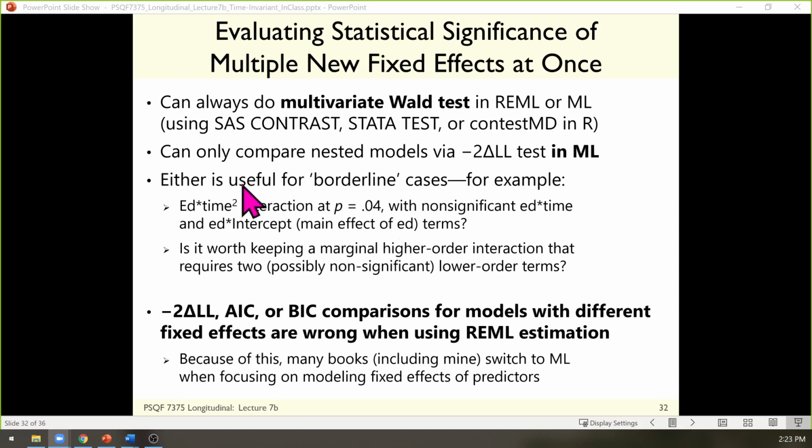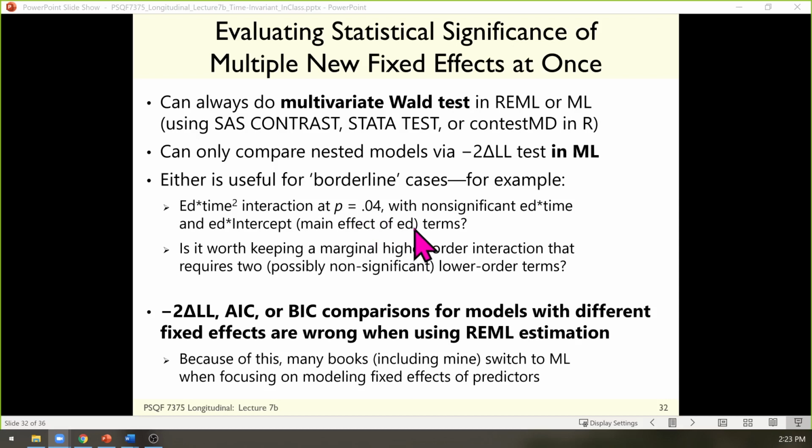But when might you do this? Well, for instance, let's say that I have a higher order interaction, like education by time squared, that's marginally significant. Is it worth keeping in all three effects? Because I'd have to have education, education by time, and education by time squared. Do they do enough to warrant keeping all three in the model, even though the top one is the only one that's significant? So a hypothesis test that lumps them together would help to answer that question.